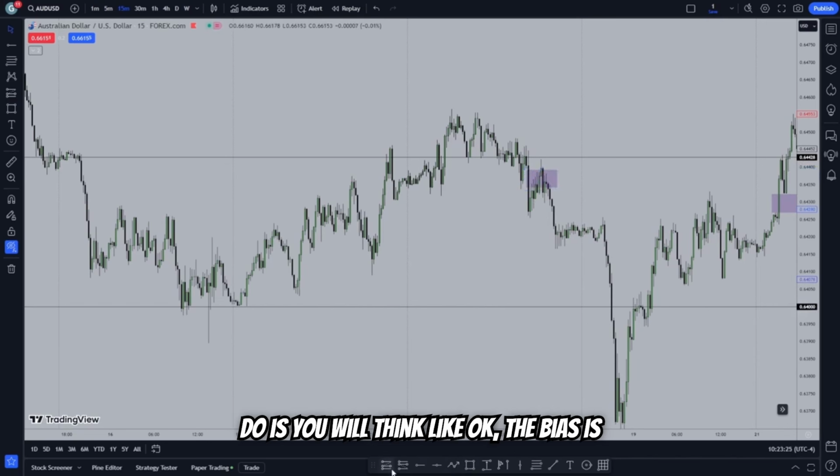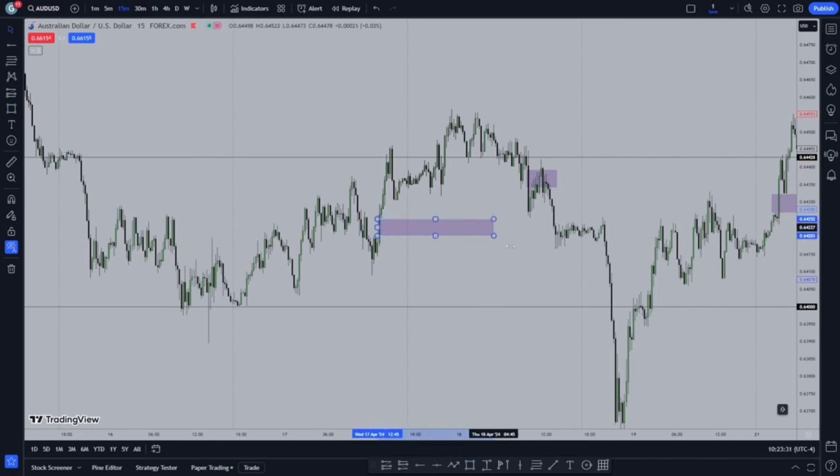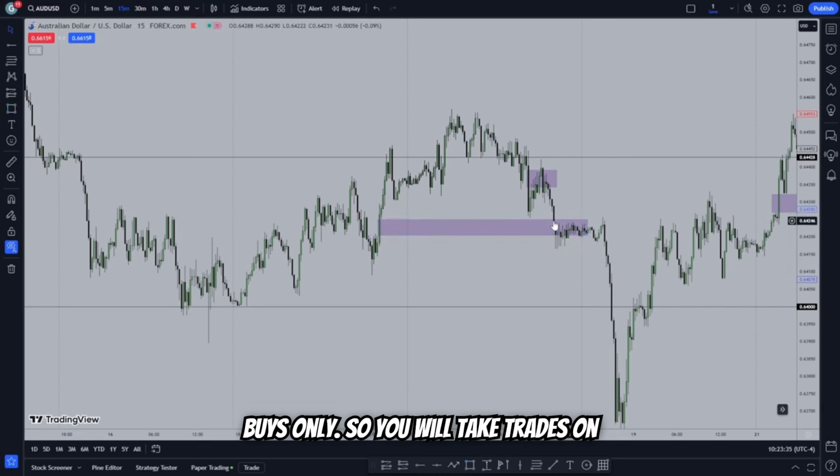Okay, so now what you will do is you will think, okay, the bias is bullish, I can see the daily bias is bullish, so I should look for buys only. So you will take trades on this type of fair value gap, and this is what will happen with you. It will go down and take your stop loss.